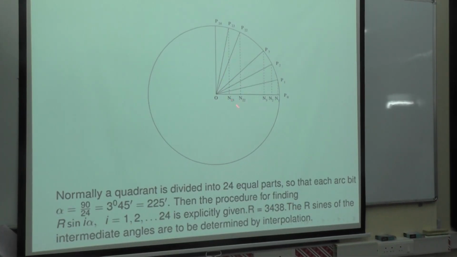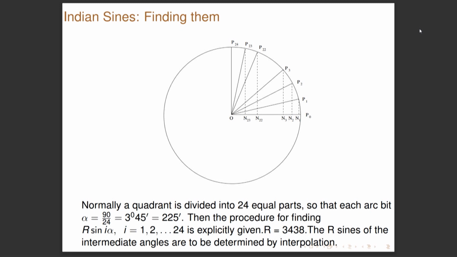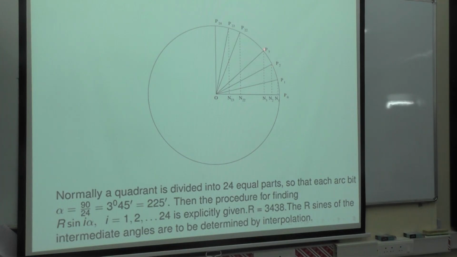Suppose this is P3, this point on the arc. This corresponds to 3 degrees 45 minutes into 3. That is the angle, but they always talk about the arc. So this will correspond to 225 into 3, 675 minutes. And from P3 you drop a perpendicular to this, so this is r sin 3 alpha, where alpha is this. Similarly for the other ones.